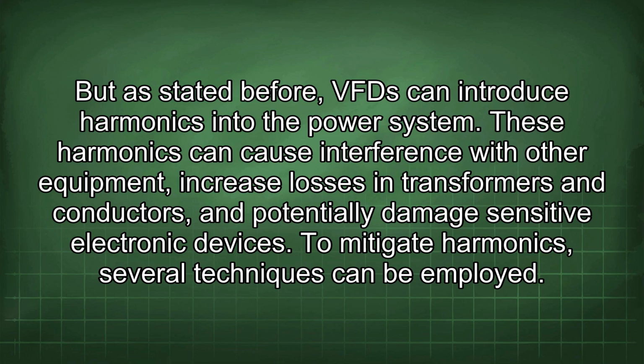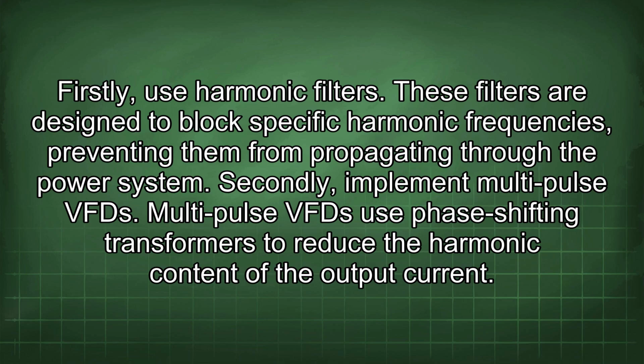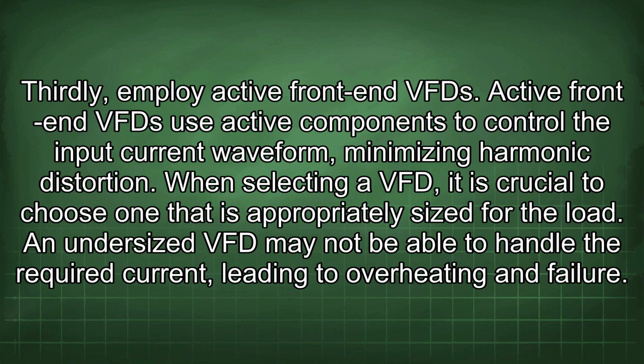To mitigate harmonics, several techniques can be employed. Firstly, use harmonic filters. These filters are designed to block specific harmonic frequencies, preventing them from propagating through the power system. Secondly, implement multi-pulse VFD. Multi-pulse VFD use phase-shifting transformers to reduce the harmonic content of the output current. Thirdly, employ active front-end VFD. Active front-end VFD use active components to control the input current waveform, minimizing harmonic distortion.